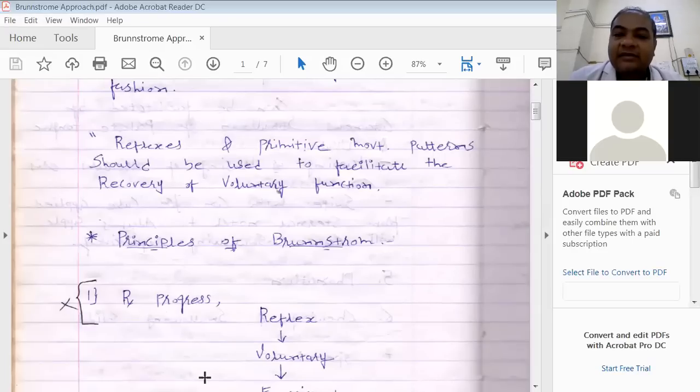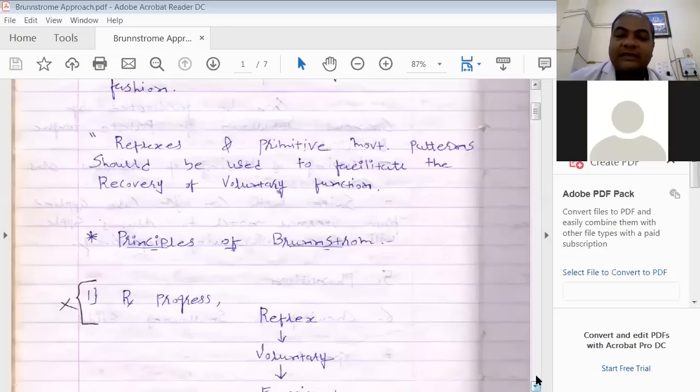You understood it in one sentence. This is what is called the Brunnstrom approach. If asked in one sentence, this is the one sentence. Reflexes means whatever abnormal reflexes are available in the patient, like ATNR, STNR, TLR, tonic labyrinthine reflex, tonic lumbar reflex, all the reflexes, and primitive movement patterns like synergy patterns, flexion or extension or hemiplegic synergy patterns, right, all used to facilitate the recovery of voluntary function. That is the main purpose of the Brunnstrom approach.